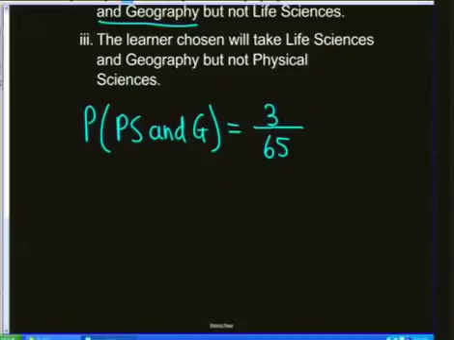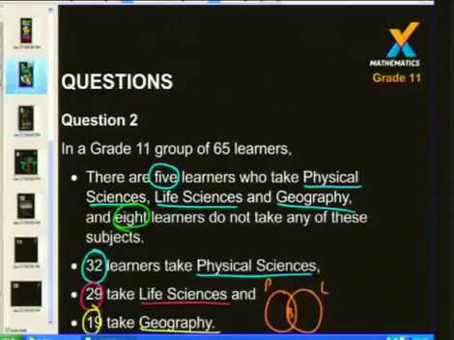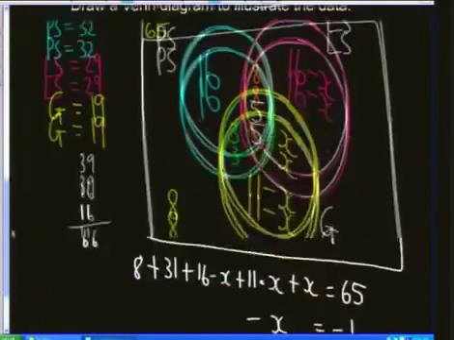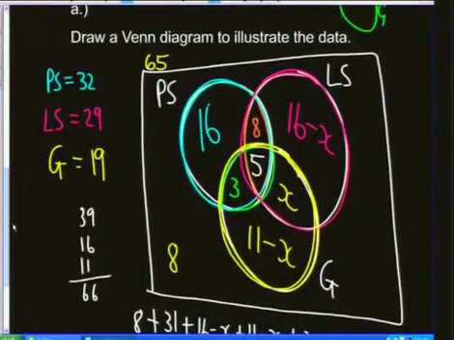And then the probability that the learner chosen will take life science and geography, but not physical science. Okay, so they will take life science and geography, but not physical science. Can you think of which students that will exclude? They must take both life science and geography. Let's go back to the Venn diagram. So we've got life science. They must take life science and geography, but they must not take the physical science. So that will exclude those students there.